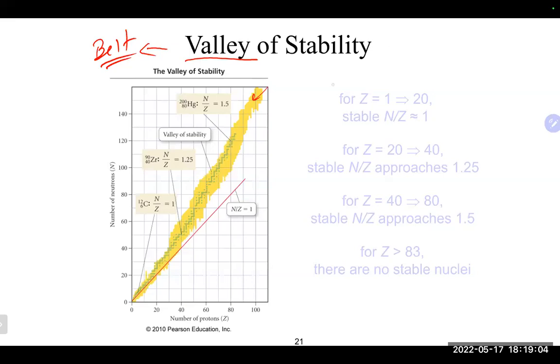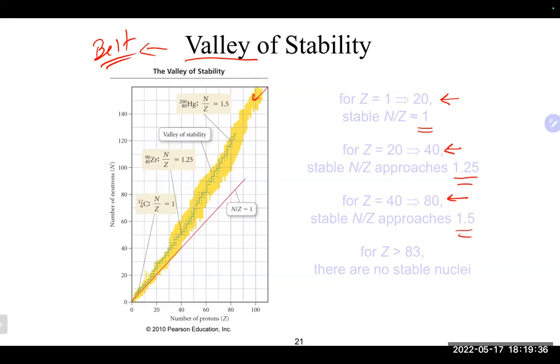Now, if your atomic number goes from 1 through 20, a stable ratio is a ratio of 1. If your atomic number is somewhere between 20 and 40, you're looking at a stable ratio of 1.25. If you're 40 to 80, you're looking at a ratio of 1.5. And pretty much anything above 84-ish is not going to be stable, so we don't have to really worry about it.